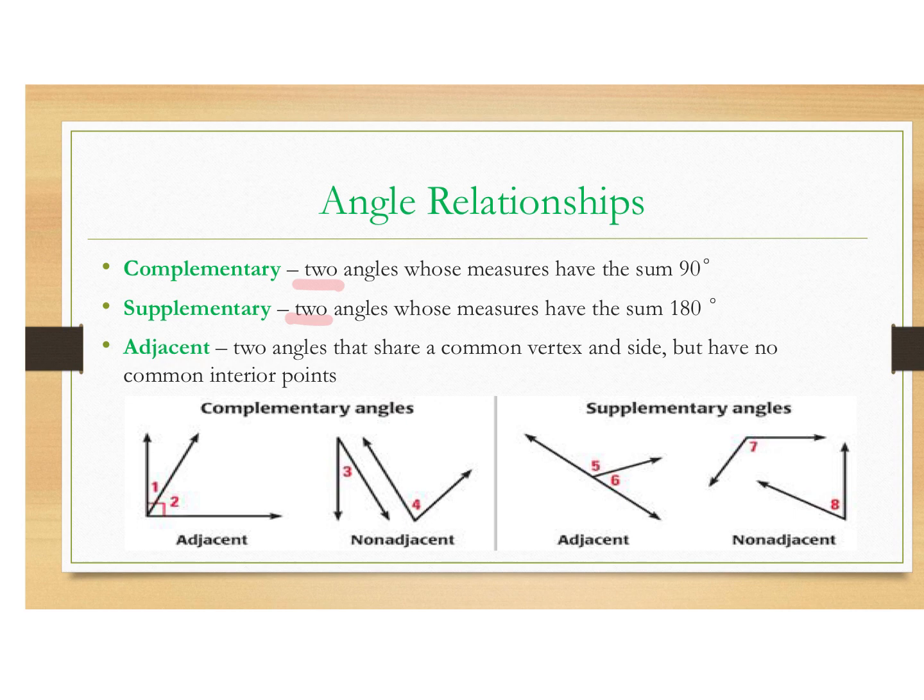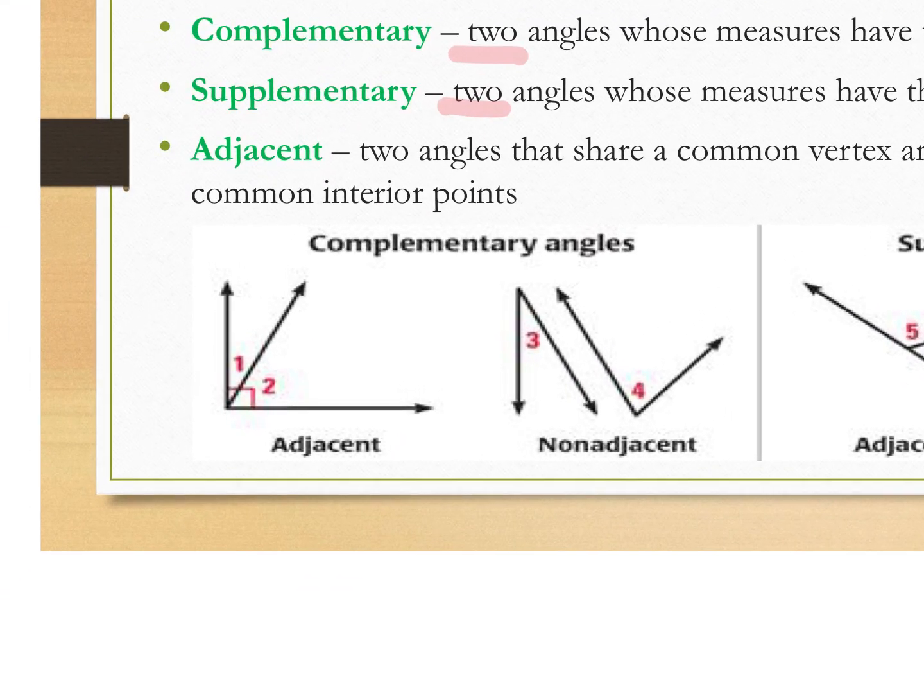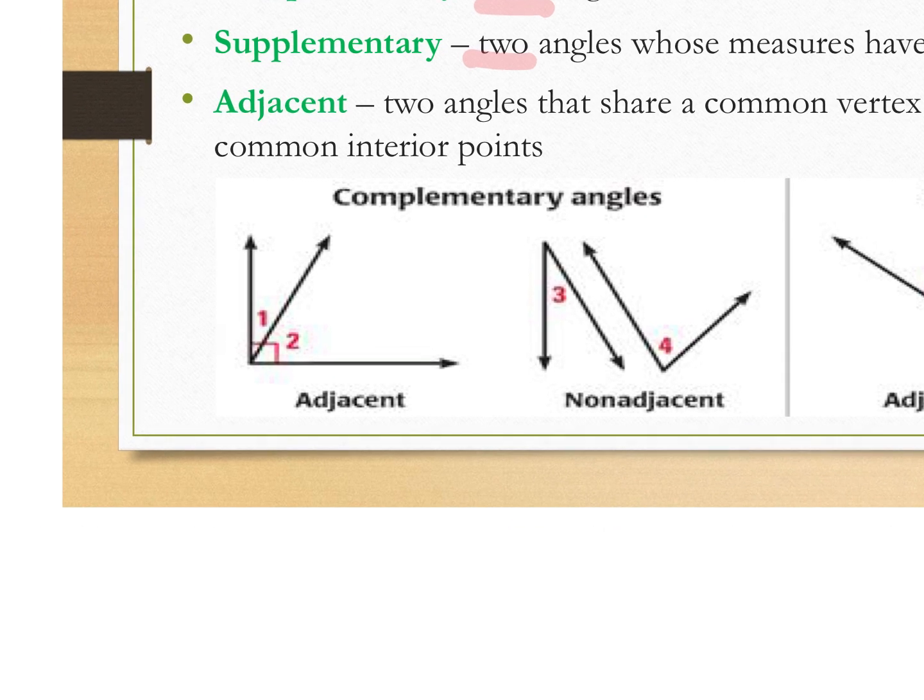So adjacent angles are just two angles that share a common vertex and a side, but they have no common interior points. So in other words, they're right next to each other. So in the pictures here, and they can't overlap, that's what it means, no interior points together. So in the picture here for the complementary angles, angles 1 and 2, they are both 90 degrees together when you add them. They are both adjacent because they share this common vertex here and this side.